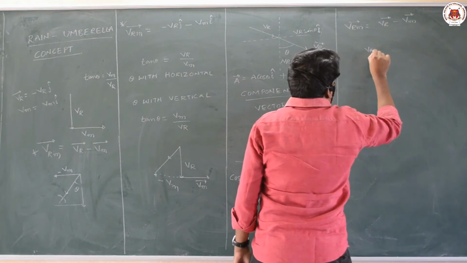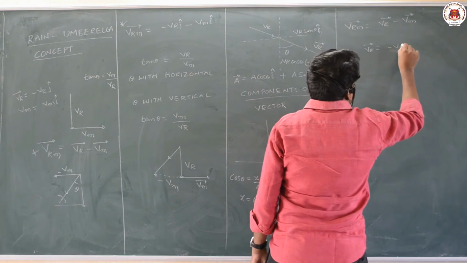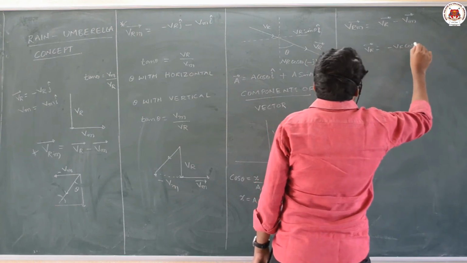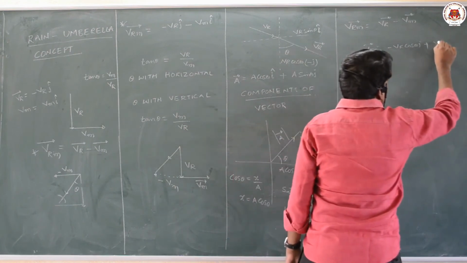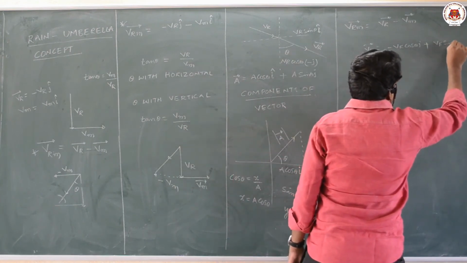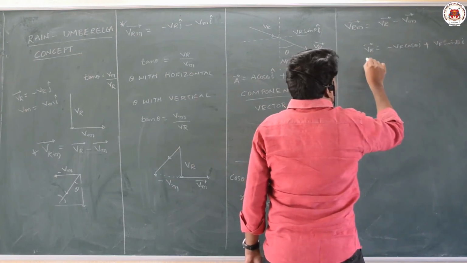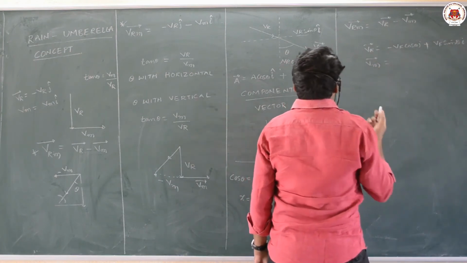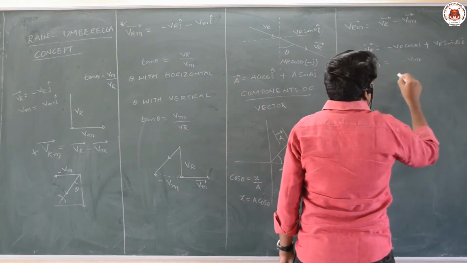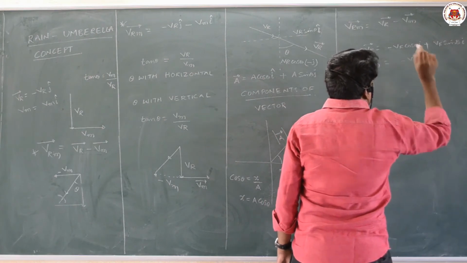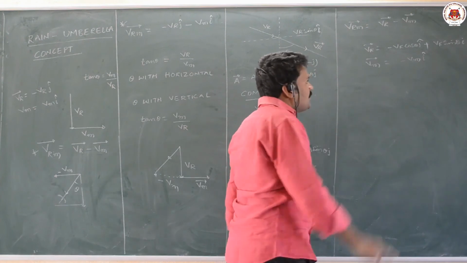Vr bar can be written as minus Vr cos theta j plus Vr sin theta i. Vm bar can be written as minus, since the person is moving forward, minus Vm i cap. Now from this you calculate the difference.